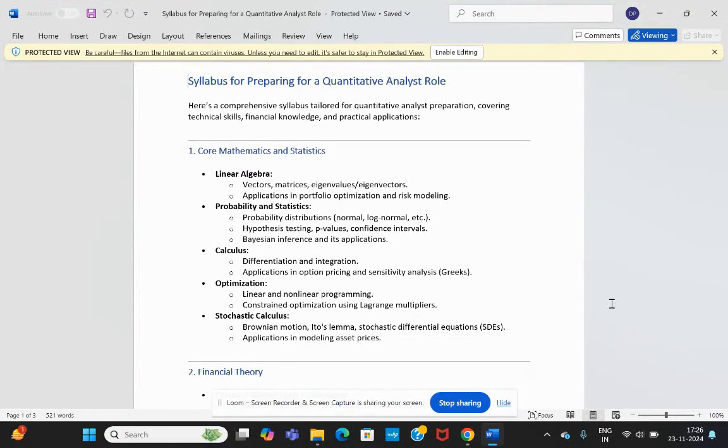Then we will move to calculus. In calculus, I will cover the applications of differentiation and integration in sensitivity analysis, such as the Greeks: Vega, Gamma, Delta, Theta. And also option pricing with changes in variables such as the interest rate, volatility, and time, and what their impact is on option pricing.